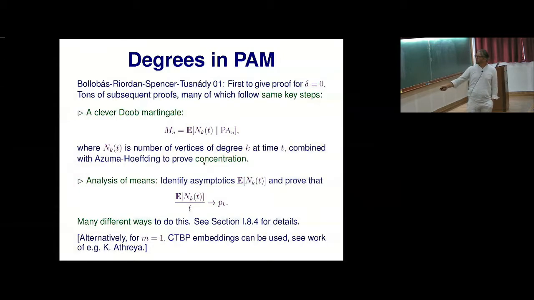Interestingly, when m is 1, you're creating a tree, and this tree can also be analyzed using continuous time branching process ideas. And Krishna Athreya has a series of papers on this. This is more difficult to extend to larger values of m, whereas this method is very general in m. But this is also a nice way of doing it.